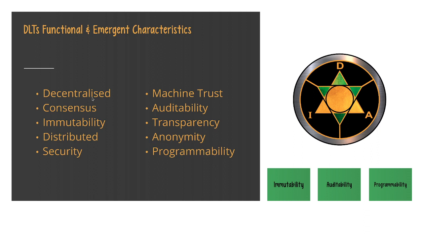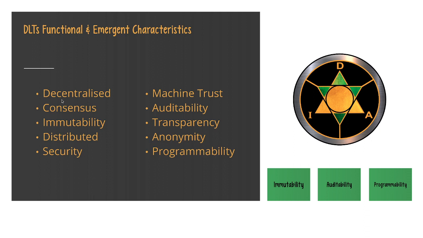So first of all, I did classify them in two groups. On the left-hand side here, we have functional characteristics, which is really how we expect the blockchain to work. On the right-hand side, we have emergent characteristics, which are what you get for free as a consequence of those on the left, the functional ones.